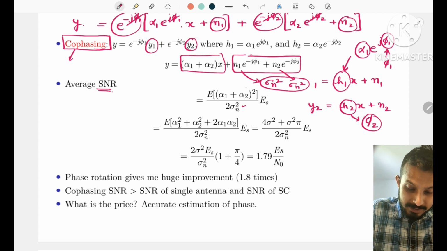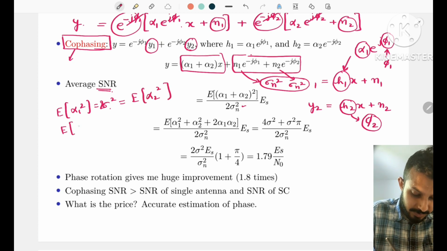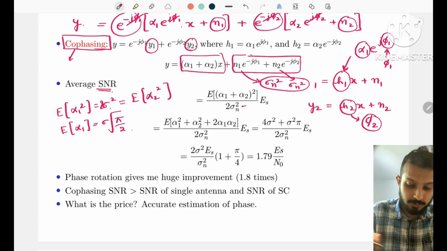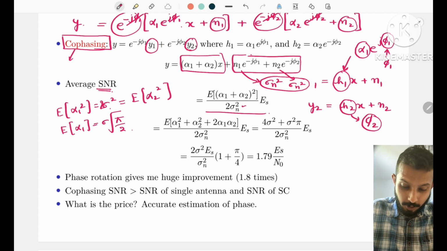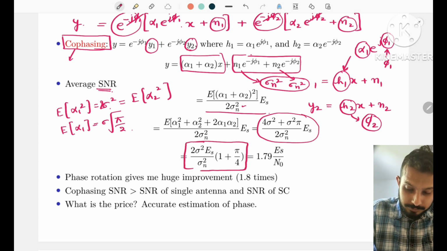So now we want to expand this numerator. We know the expectation of alpha 1 square is equal to 2 sigma square, which is also equal to the expectation of alpha 2 square. And then we have the expectation of alpha 1 is equal to sigma under root pi by 2. Oh sorry, this is 2 pi. Yeah, this is pi by 2. Then we just substitute this expression into the following form. So we get 4 sigma square plus sigma square pi Es divided by 2 sigma n square, and we can further simplify this and we get this particular form.